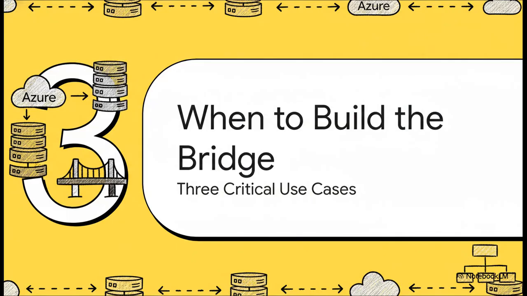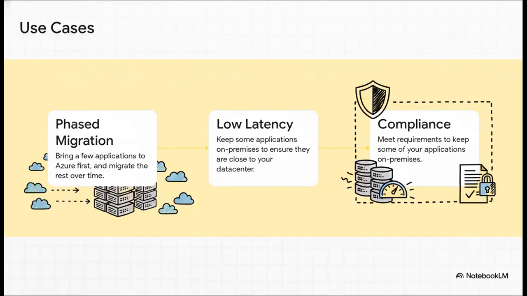Okay, but hold on. This isn't some magic wand you should wave at every problem. Microsoft is super clear about this. It's only meant for very specific situations. So let's talk about the three big use cases where building this data bridge actually makes a ton of sense. First up, and this is the big one, is a phased migration. You move a couple of apps to Azure, set up this bridge so they can talk back home, and then you can move the rest over time.